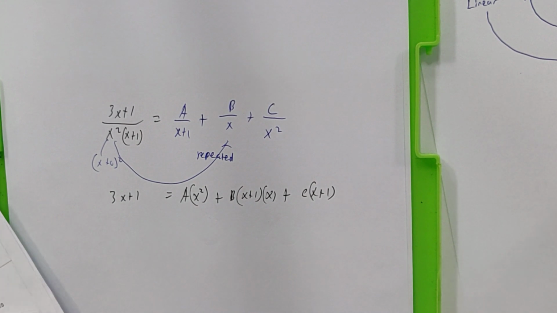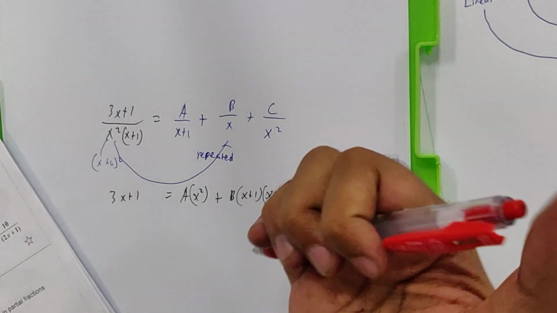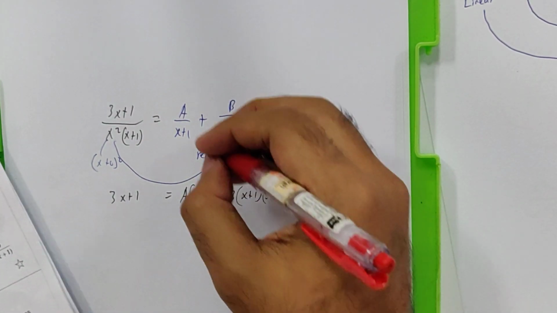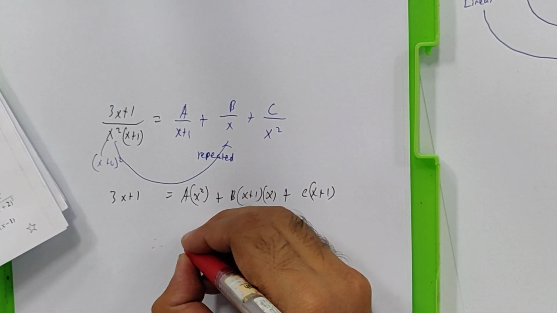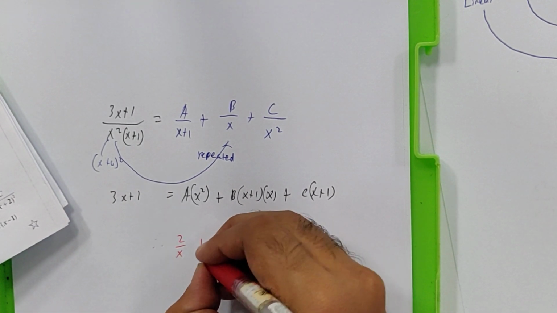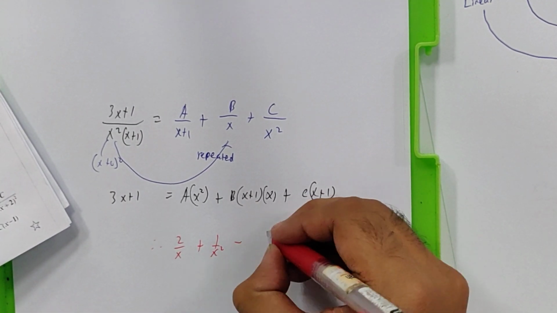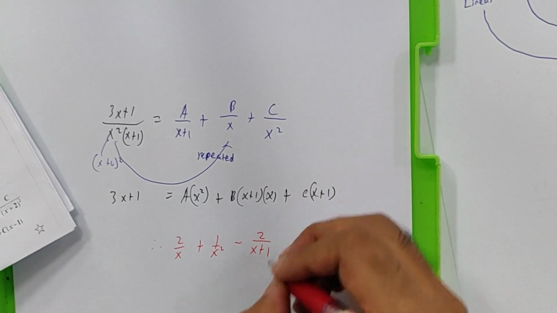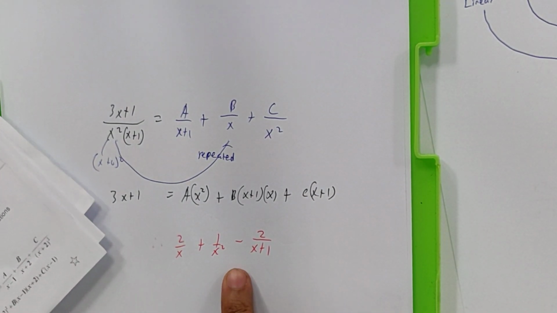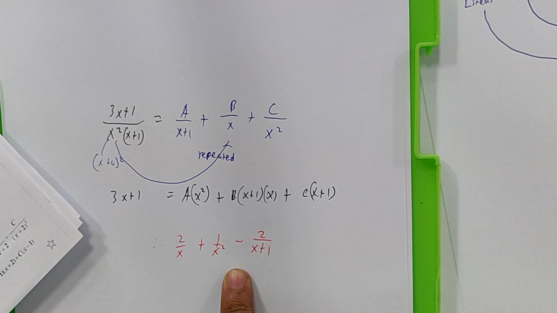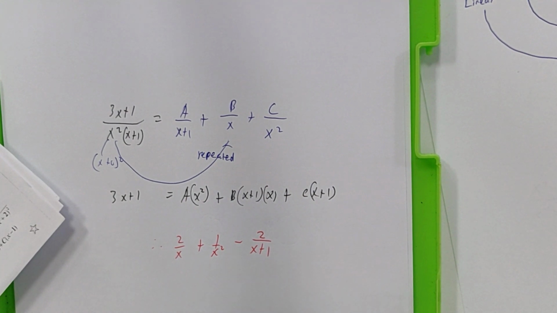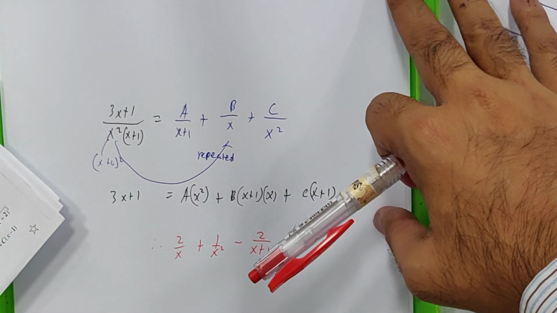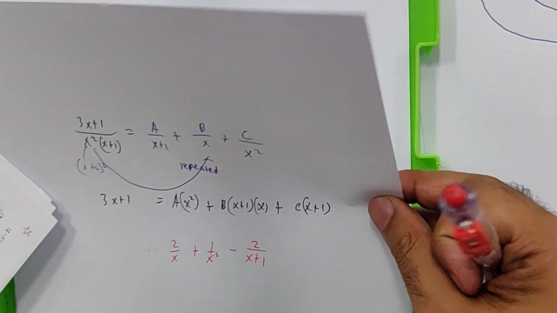Okay, I'm not going to do this for you. This is easy. I'll tell you the answer so you can try it by yourself. The answer that you get is 2 over x plus 1, over x squared, minus 2 over x plus 1. That's the answer. Please try it by yourself later. Okay, salin dulu. Right, moving on to the last one.